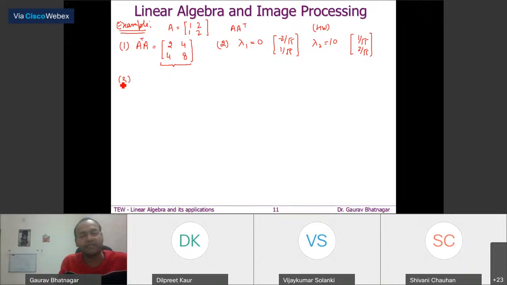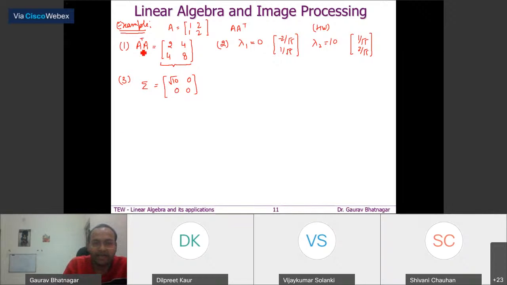The third step says that first we have to construct the singular values, and the singular values are nothing but the square roots of these eigenvalues. So sigma is nothing but a 2 by 2 diagonal matrix where we are going to have the square roots of these values. So this is going to be my sigma for this particular problem.